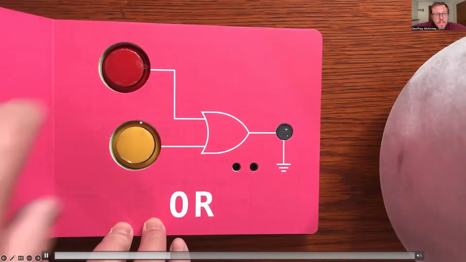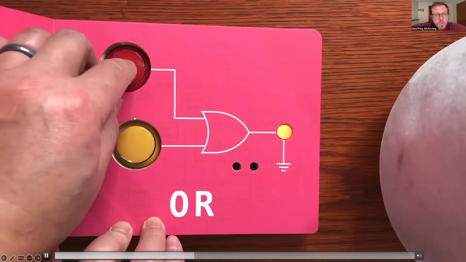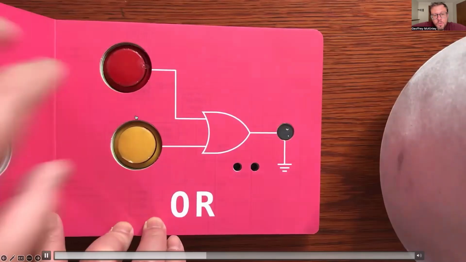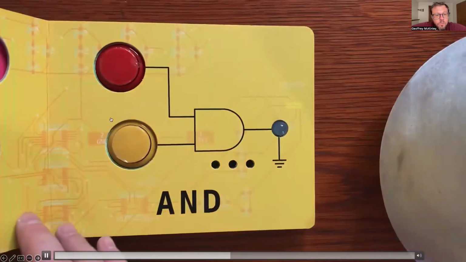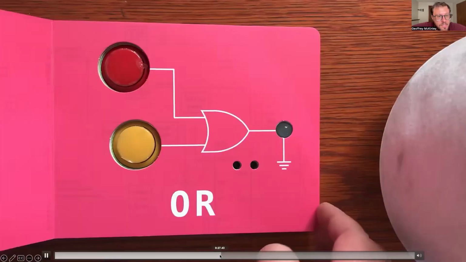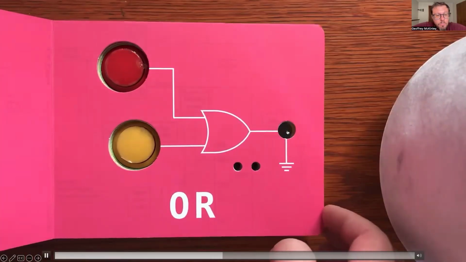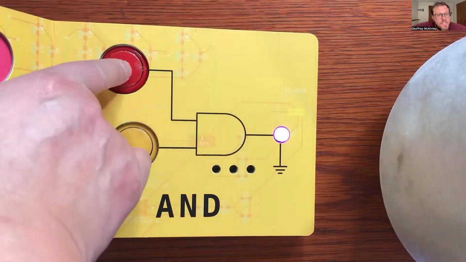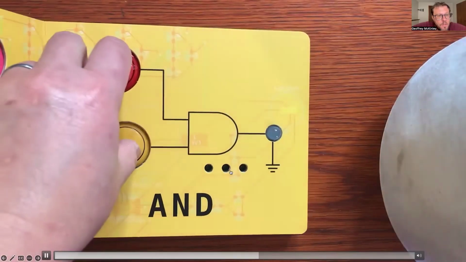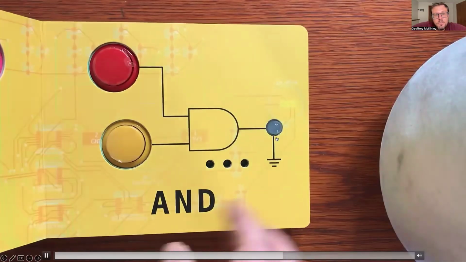This was an OR gate. So it means that one or the other button should be pressed. And also both is fine too, right? And then if both of them are pressed, if one or the other is pressed, then the light will come on. So the output will be 1. This is an AND gate. So both have to be pressed in order for the output to be 1, for the light to turn on.